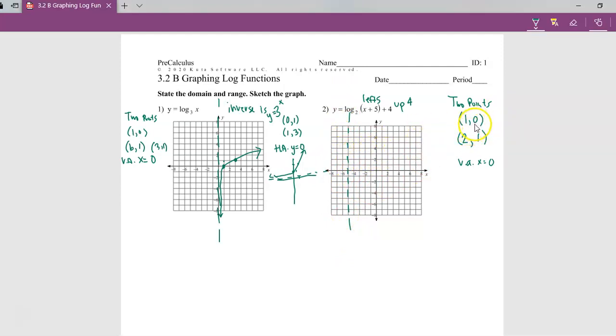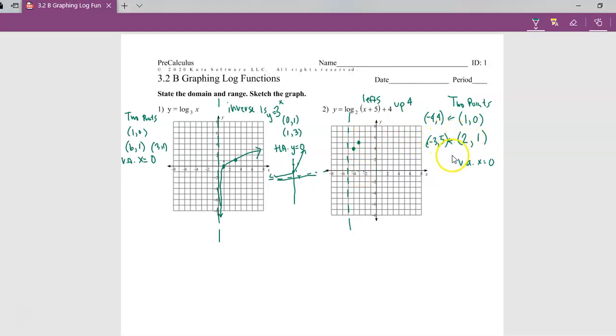And then there's two points on here, (1, 0). I know that point goes left 5, 1, 2, 3, 4, 5, and up 4, 1, 2, 3, 4. So it would be right here at (-4, 4). So this point transforms to (-4, 4). And then (2, 1) is also going to go 1, 2, 3, 4, 5 left, and 1, 2, 3, 4 up. So it's going to go over to (-3, 5).